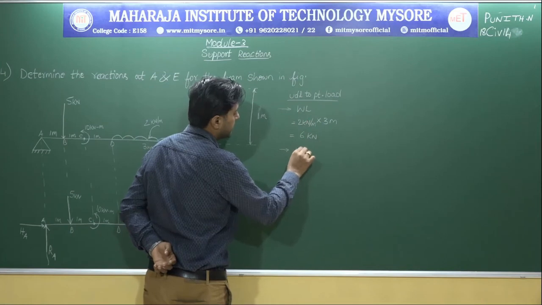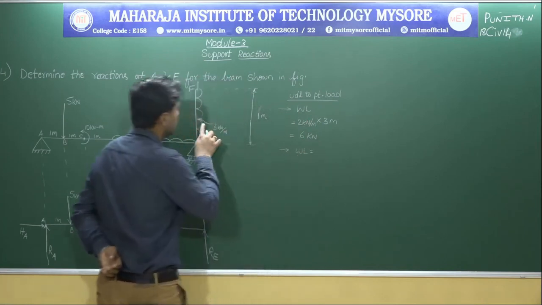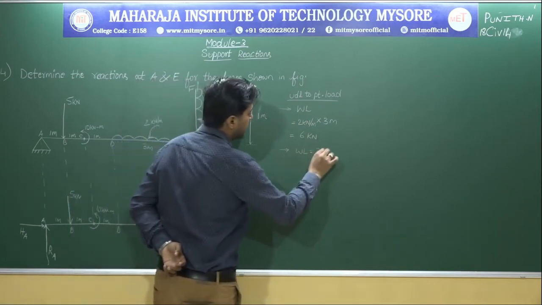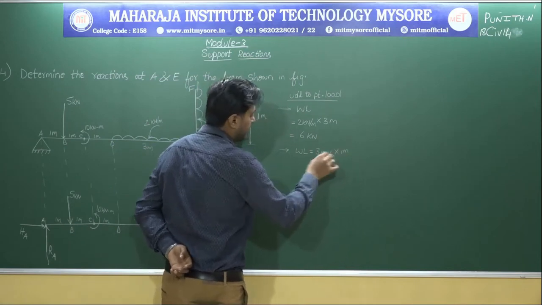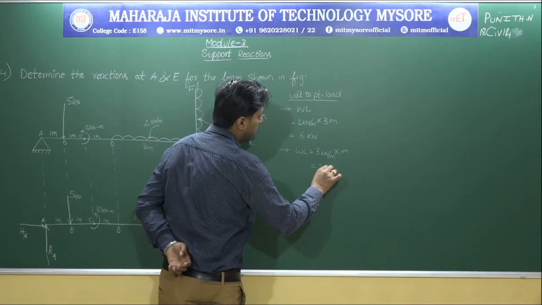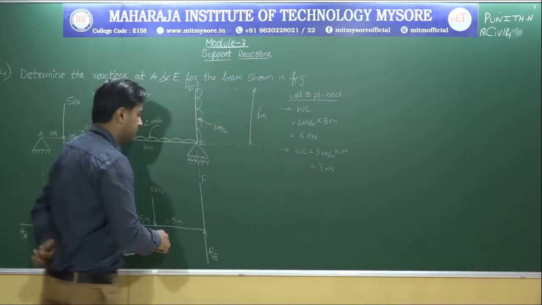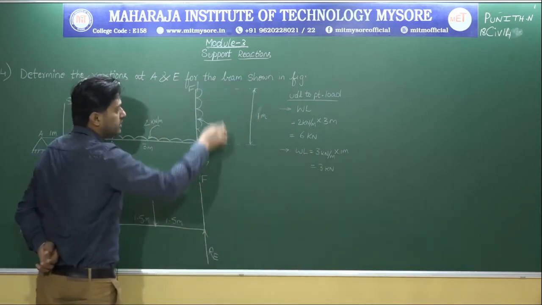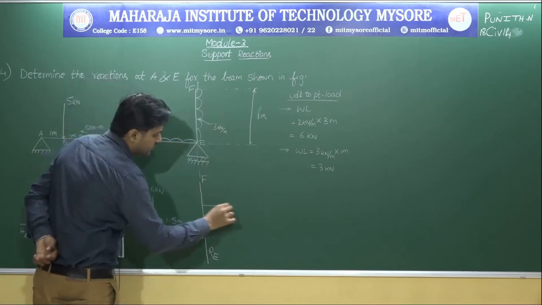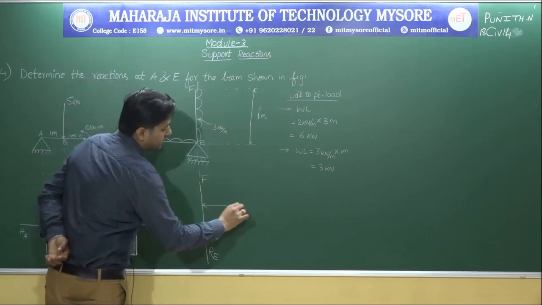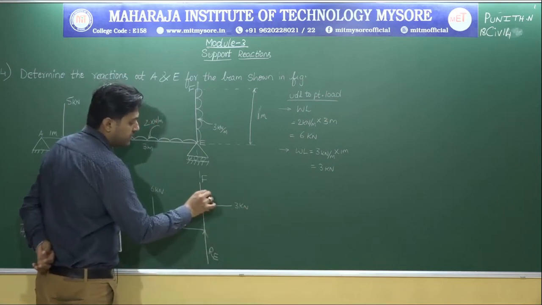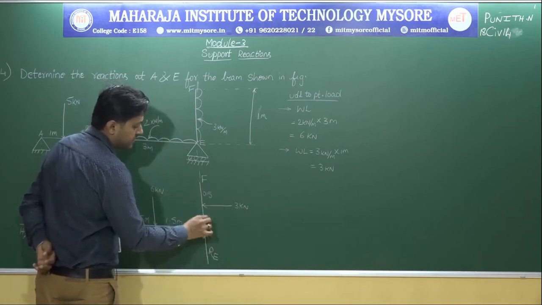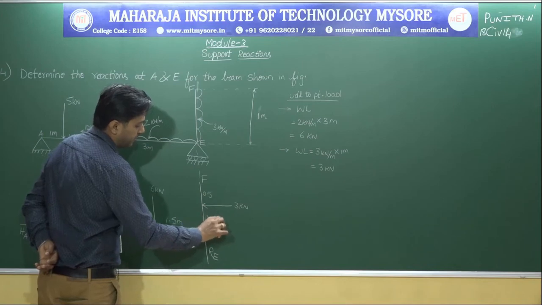Let me call this the second one. It's W into L. So W value is 3 kilonewton per meter. And what is the span? 1 meter. Meter gets cancelled. It is 3 kilonewton. And where does it act? It acts exactly at the center. The total span is 1 meter. So the UDL I have converted into a point load. It is 3 kilonewton, and this distance is 0.5 meter, and this distance is 0.5 meter.